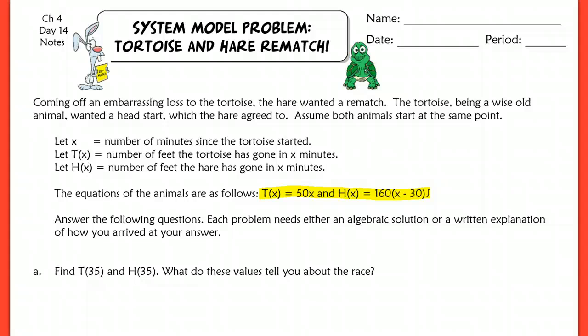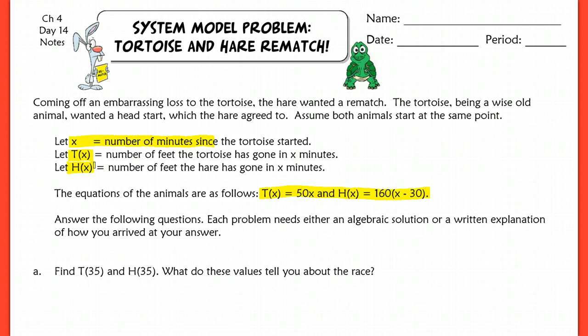It says, coming off an embarrassing loss to the tortoise, the hare wanted a rematch. The tortoise, being a wise old animal, wants a head start, and the hare agrees. Assume that both animals start at the same point. So we're going to let x equal the number of minutes since the tortoise has started, since he's getting the head start. Now t of x is the distance or number of feet the tortoise has gone after x minutes, and h of x is the number of feet the hare has gone in the same amount of minutes.